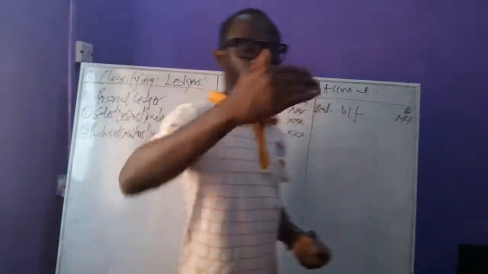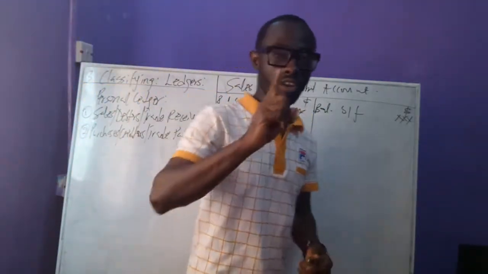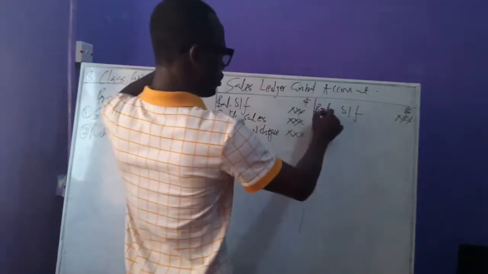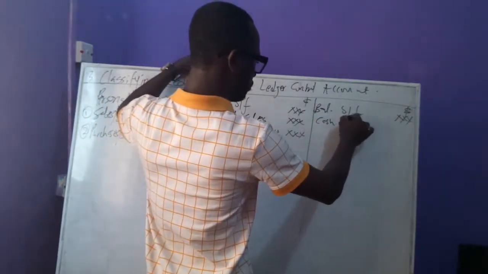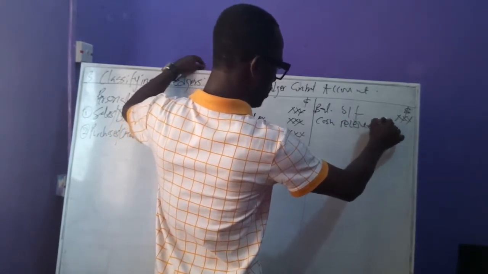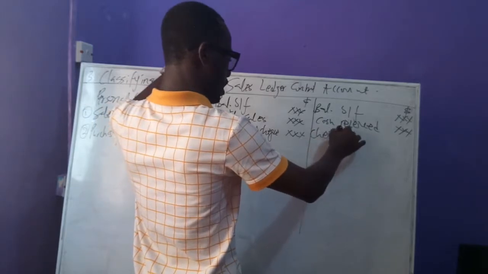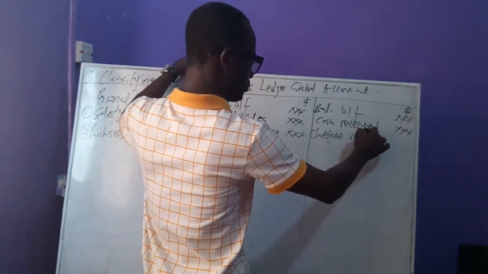Now you gave me a check for an amount you are owing me. When you give me a check, I'm going to put it on the credit side. So when you give me cash, so cash receipt, check received, I'm going to credit your account.